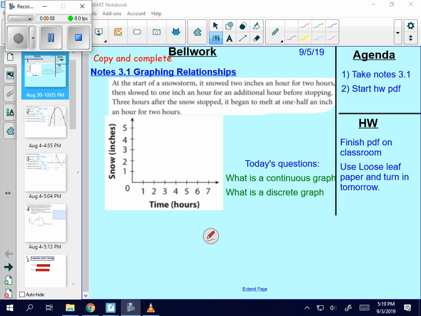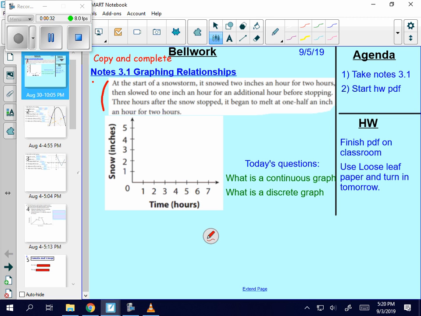Most of these notes you're about to take on a note-taking guide that I've prepared. But for this first problem that's on your bell work, you'll want to put this directly into your notebook. Be sure to include the heading, Notes 3.1, Graphing Relationships, copy the description, and make the graph. So pause the video and do those things first.